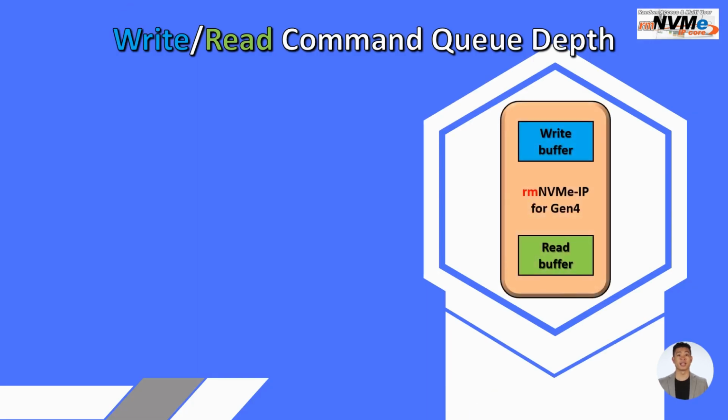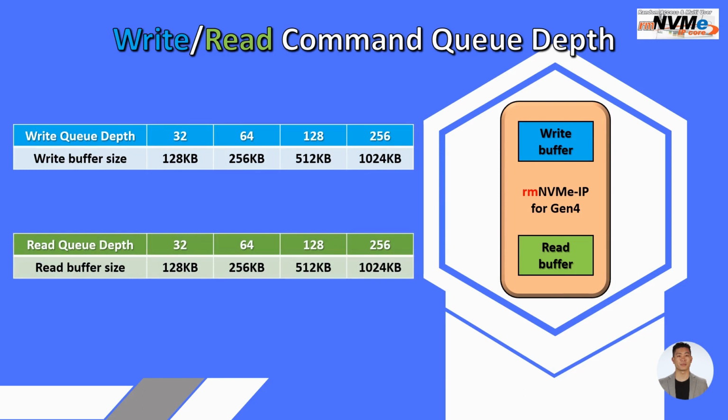The rmNVMe-IP contains the write and read buffers to temporarily store data during write and read commands, respectively. The rmNVMe-IP enables individual configuration of the write and read command queue depths, offering 4 options as displayed in the table. Increasing the command queue depth increases the buffer size and memory usage. The correlation between command queue depth and write-read performance varies for each NVMe SSD. Hence, the optimal command queue depth value varies based on the specific characteristics and system requirements of each NVMe SSD.